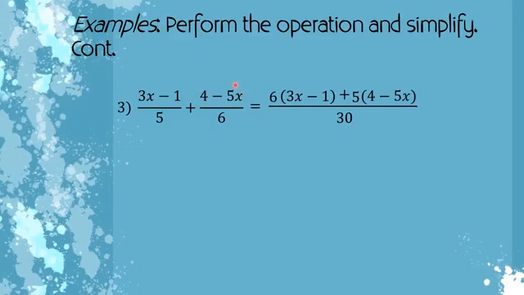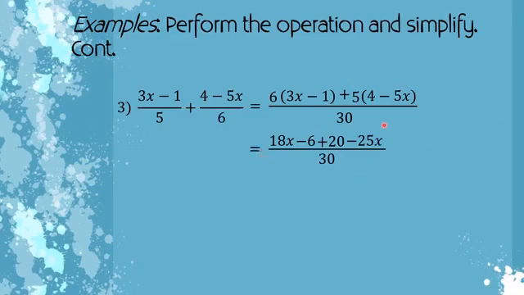Okay, so after simplifying, we now have our fraction. So we need to simplify our numerator. That is now 6 times 3x is equal to 18x. And also you have 6 times negative 1 is equal to negative 6. And also you have 5 times 4 is positive 20. 5 times negative 5x is negative 25x. Okay, so this is now our fraction.